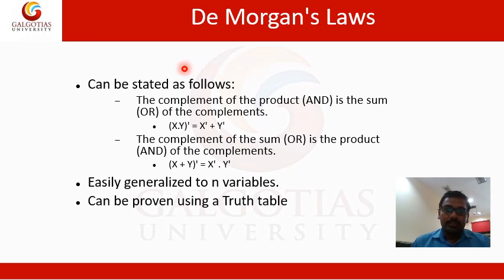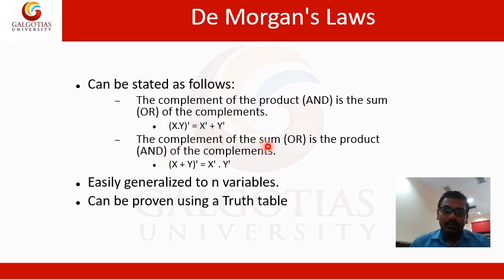It can be stated as: the complement of the product is the sum of the complements. That is, if we have two variables x and y, then the product is x dot y and its complement is written with a dash. So (x dot y)' will be equal to the sum of the complements of the variables x and y, that is x' plus y'.